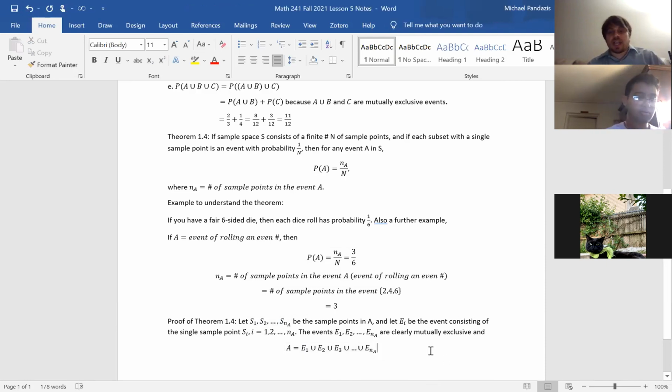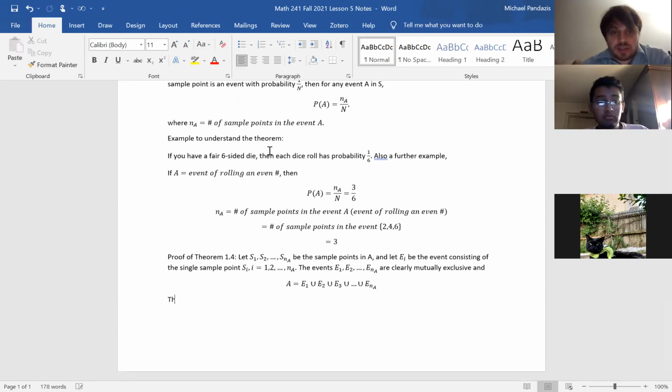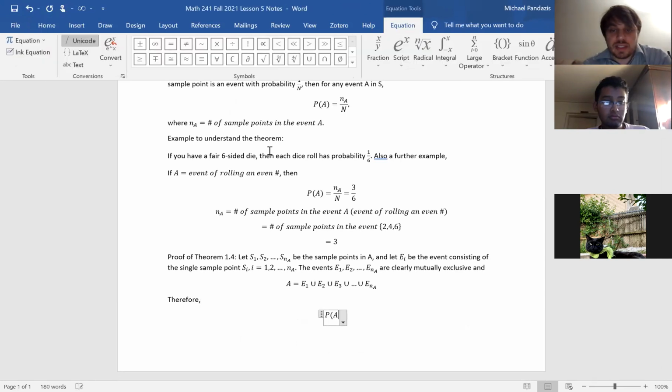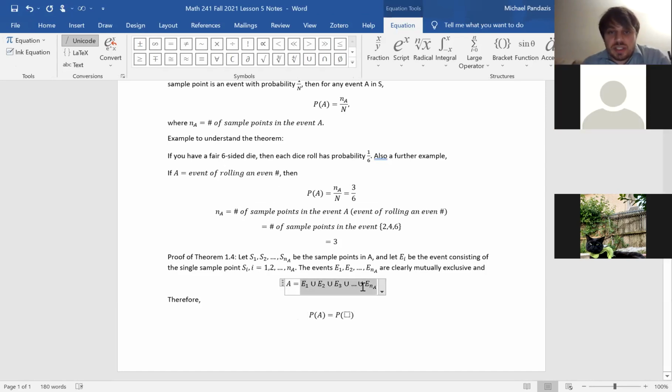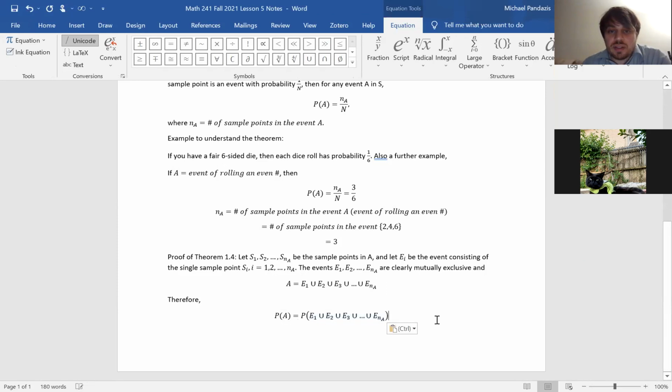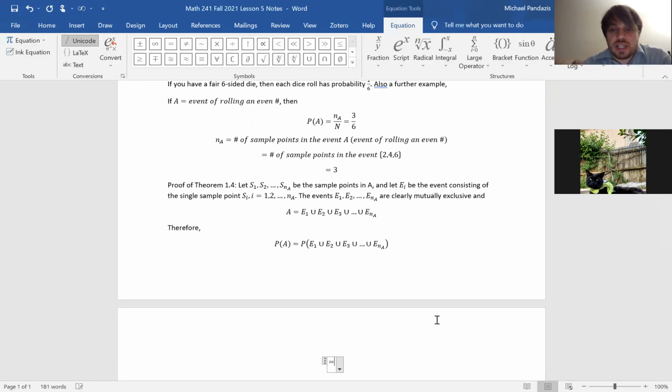Okay, and so since A is represented as a union of mutually exclusive events, the probability of A is equal to the probability of the union of these, because that's what A equals. And those events are mutually exclusive. And so then that equals the sum of their respective probabilities. This is the probability of E1 plus the probability of E2 plus dot dot dot plus the probability of E sub n sub A.